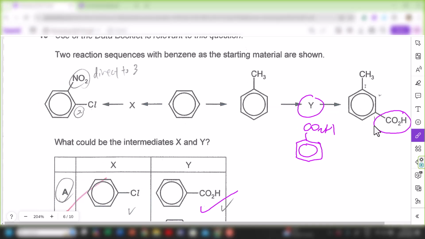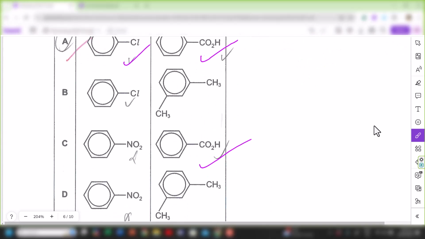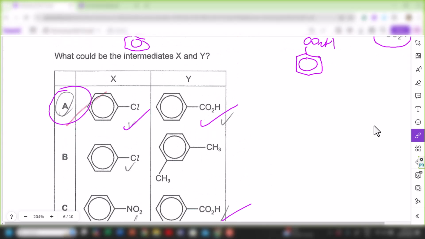Next. I'm going to create an NO2 or a Cl, so it depends. Again, you have to ask yourself one question. If I add Cl, the Cl will direct NO2 to the second position. If I add NO2 first, the NO2 will direct the Cl to the third position. So therefore, my X must be chlorobenzene. I base my reasoning simply by looking at which one gives me a higher proportion of the products. So I'm going to choose X to be chlorobenzene, not this. So I will choose option A as the answer.